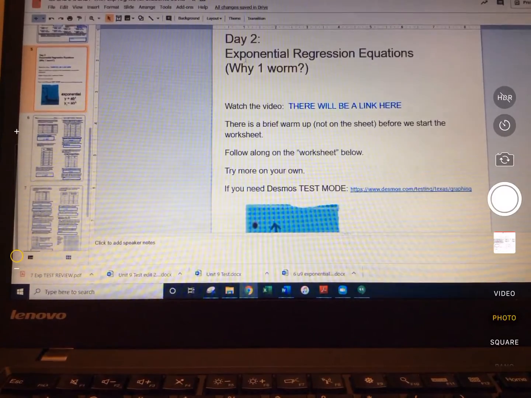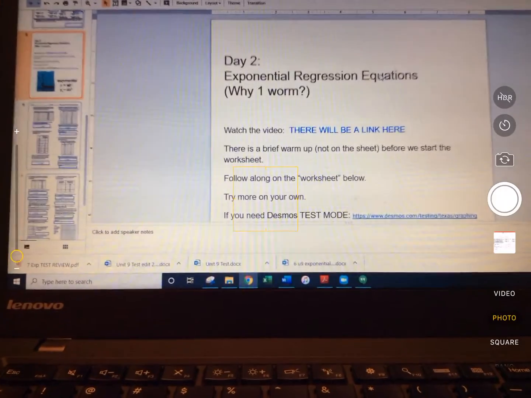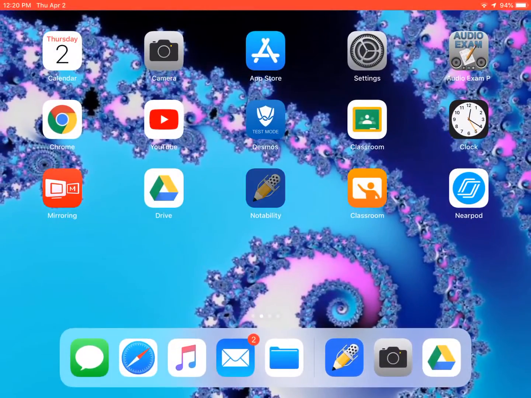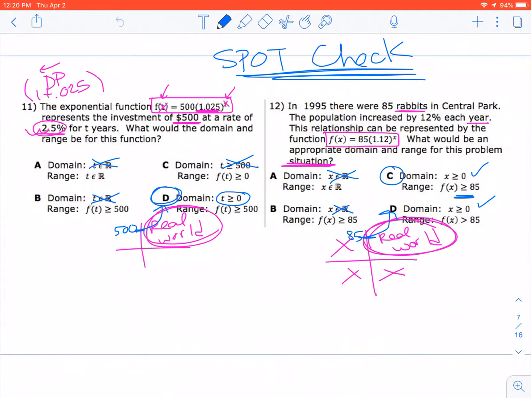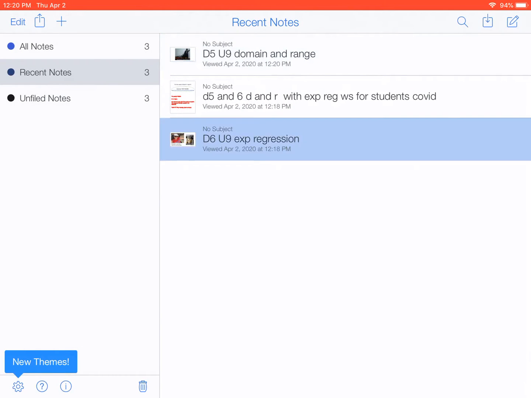Today's lesson is called Exponential Regression Equations. However, before we get there, I would like to take a moment to do a spot check. Scroll back up to your 11 and 12 and see if you have the same answers I do. Did you get number 11 as D and number 12 as C? Please check those answers, and if you got those correct, good job. If you missed those, you might want to look back at your work to see what you are doing to make sure that you're doing these next ones correct.